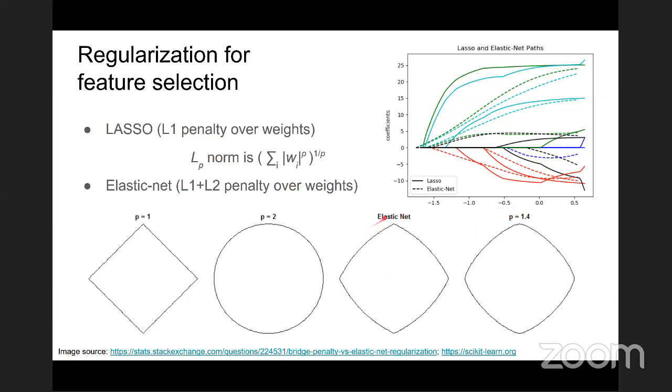Now, this same effect you cannot get by putting Lp as something between 1 and 2, because if you take an L1.4 norm, you will get a similar shape, but you will not get the sharp corner. You will get a rounding effect here. So you will not eliminate variables. That sharp corner is necessary to eliminate variables so that the contours of MSE or the contours of cross entropy graze that corner.